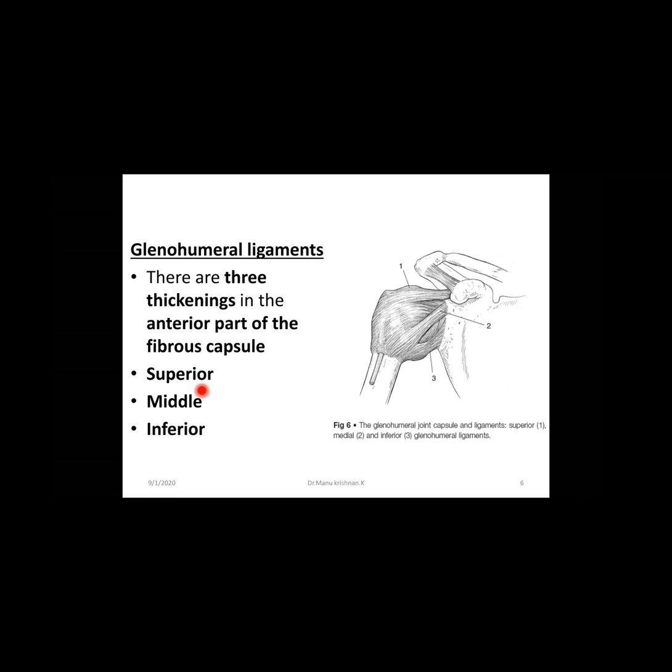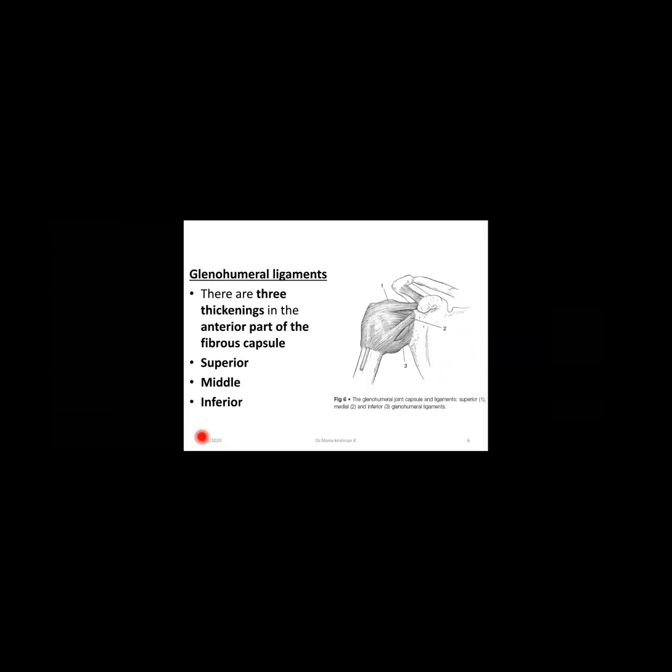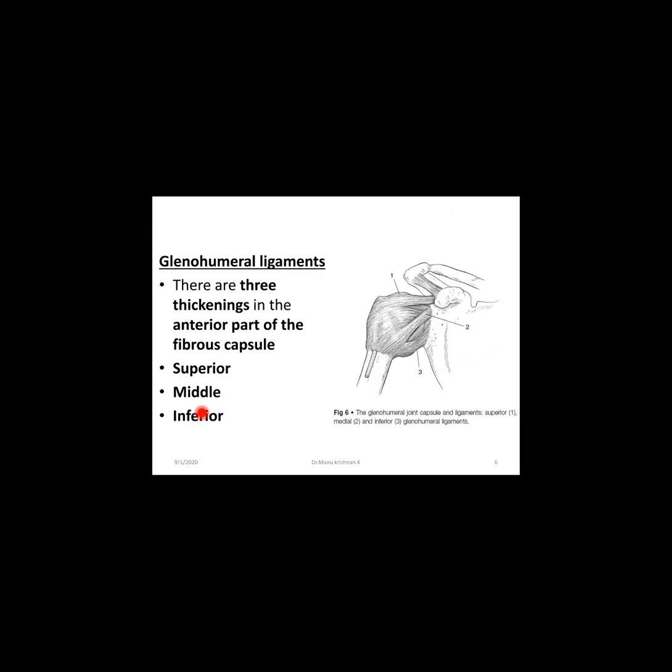Then the second ligament is the glenohumeral ligament. These are nothing but three thickenings in the anterior part of the fibrous capsule. So here you can see the thickening of the fibrous capsule, which is further classified into three: the superior, middle, and inferior glenohumeral ligaments. The upper thickening here is the superior glenohumeral ligament. This is the middle glenohumeral ligament, and this is the inferior glenohumeral ligament.